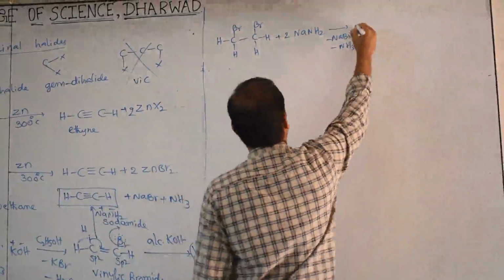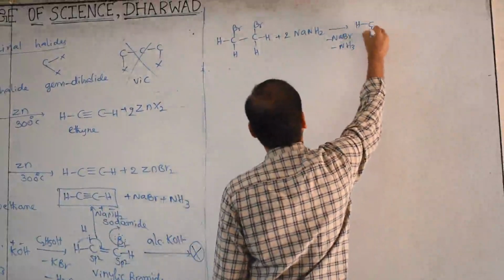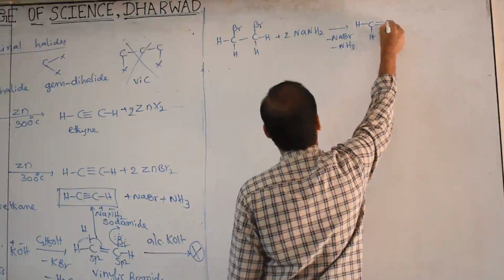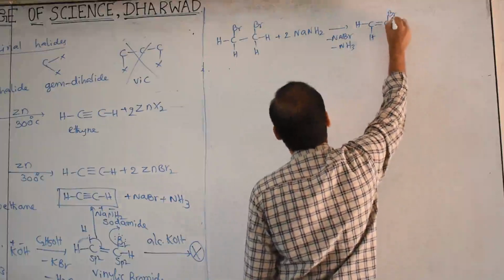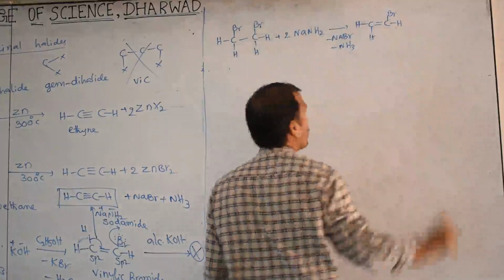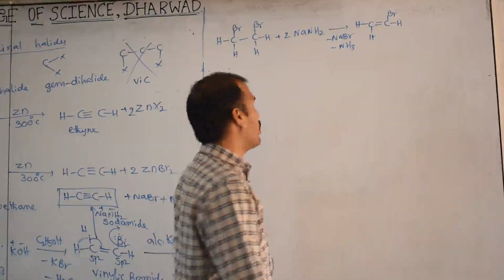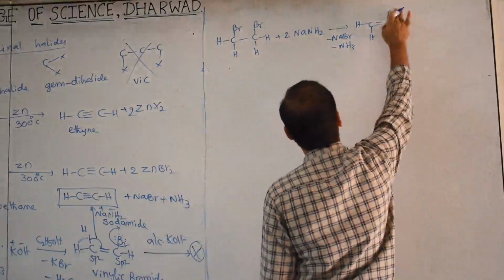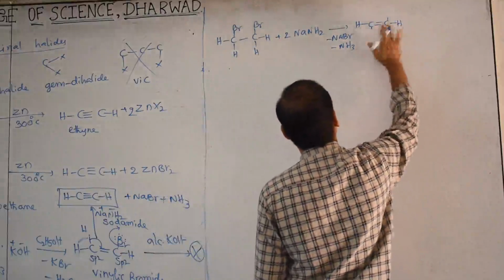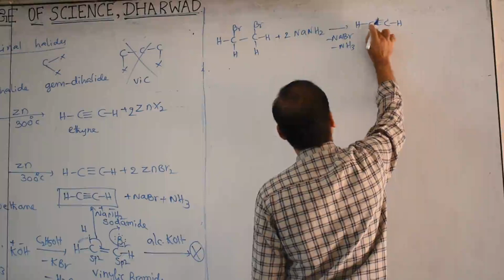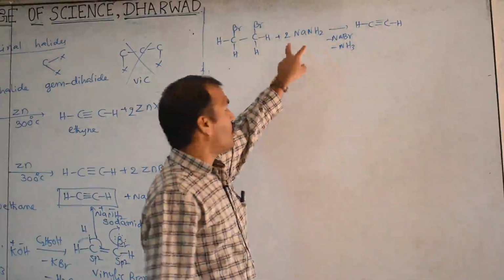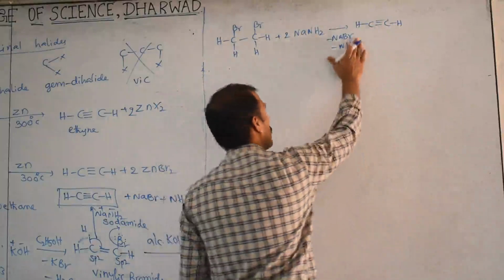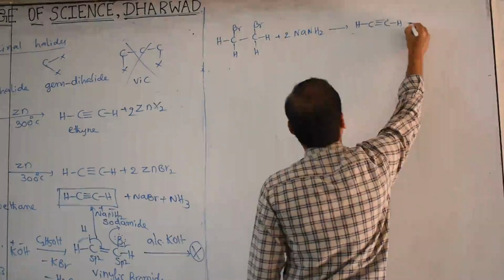Therefore we will get here H, H, double bond C, Br and H. This is vinyl bromide. In the next step, immediately this is lost and this is lost and it gives a triple bond. So directly we use 2 moles here, that's why you can write the product directly. Otherwise, you can write these two steps also.